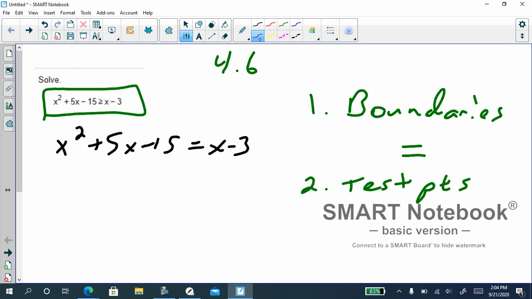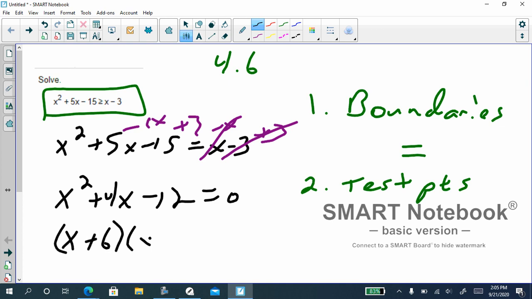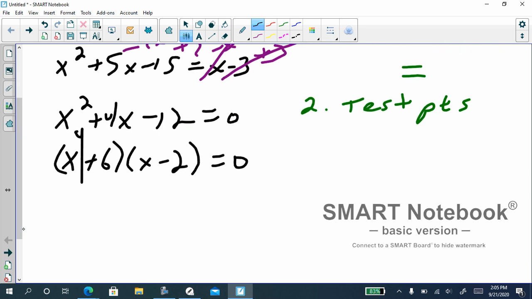And then if we solve this equation, it's quadratic, so let's get everything on one side. Let's subtract x from both sides. Let's add 3 to both sides. So those are gone. We get x squared plus 4x minus 12 equals 0. That factors to x plus 6, x minus 2. If we set each factor equal to 0, we get x equals -6 and x equals 2. So those are the two values that make the left and the right side equal.